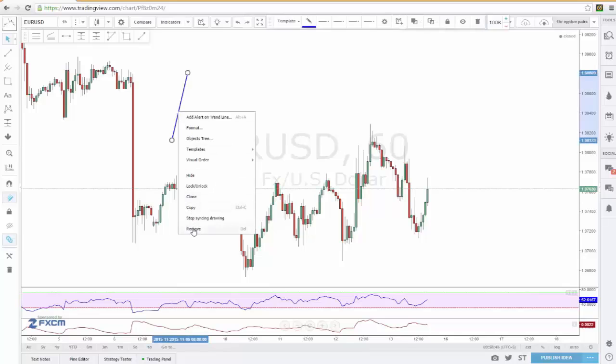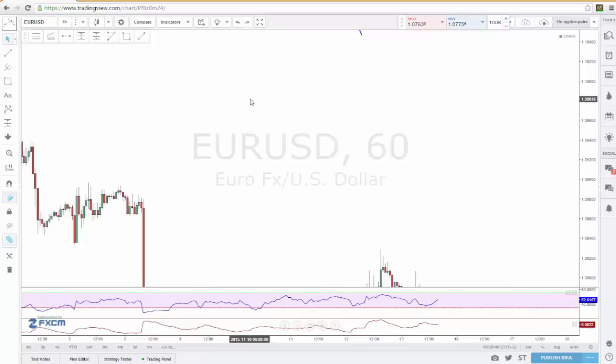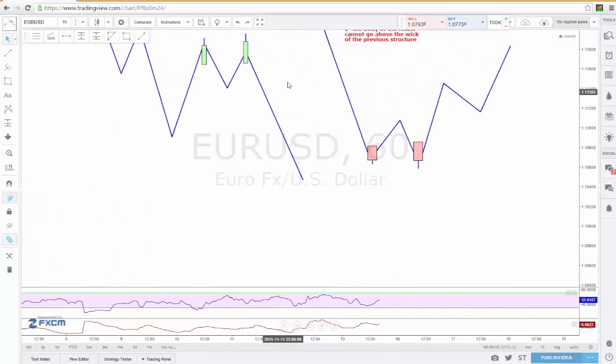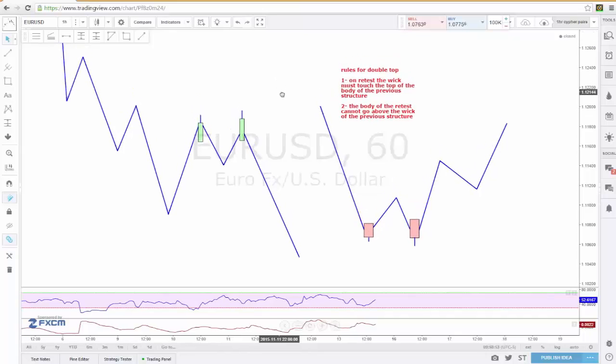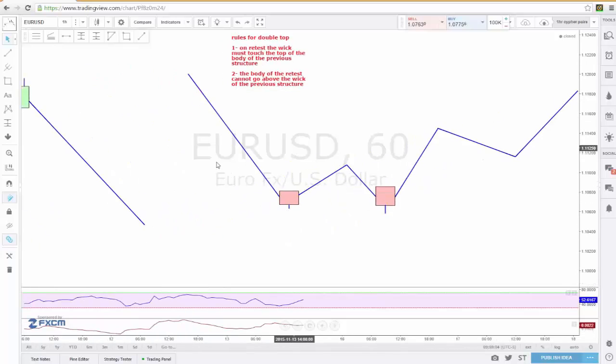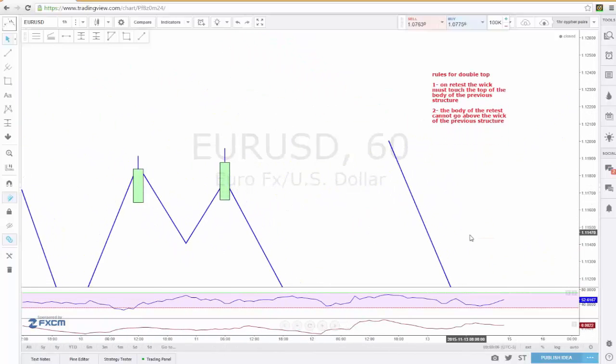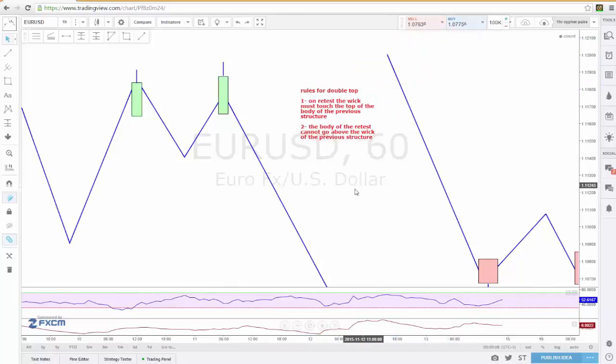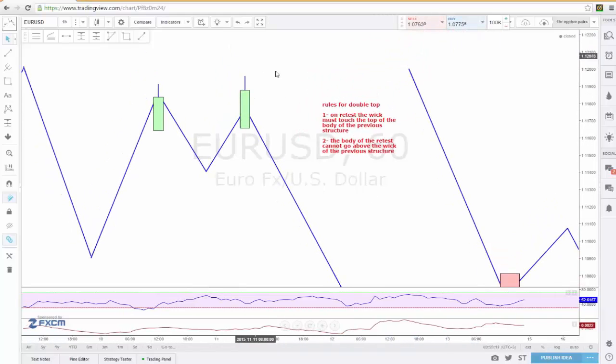Now, for your convenience and to save everybody a little bit of time, I've already written out rules for the double top and double bottom strategy we're going to test today. And they go as follows. Rule number 1 for my double tops is on the retest. This would be the retest, the second move of the double top. Let me zoom in here so you can see a little better. On the retest, second move, the wick must touch the top of the previous body of the previous candle. So this would be the top of the body. Move the wick out of the way.